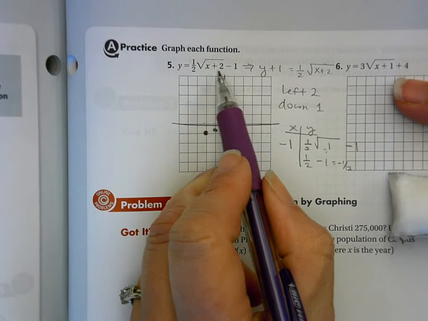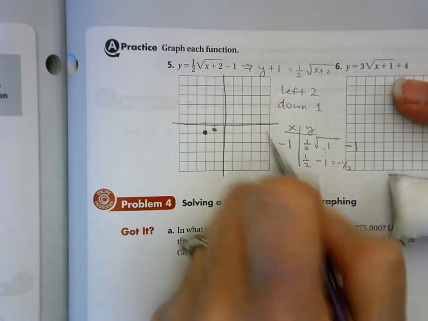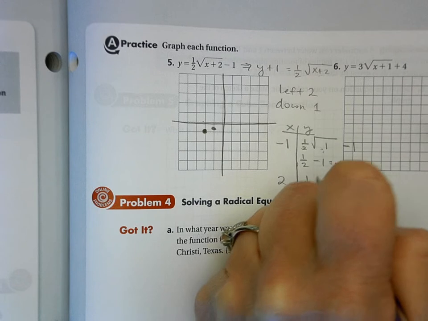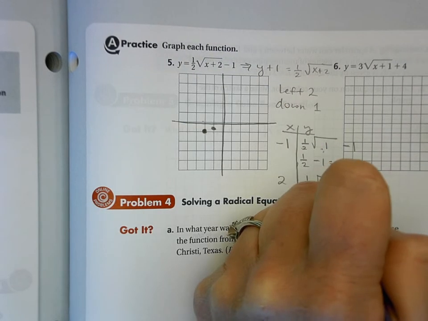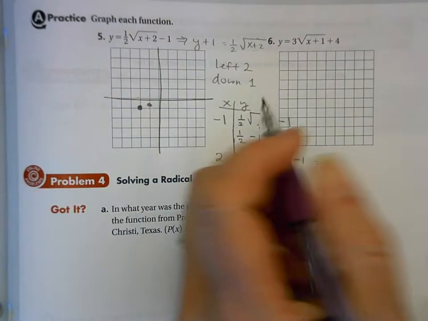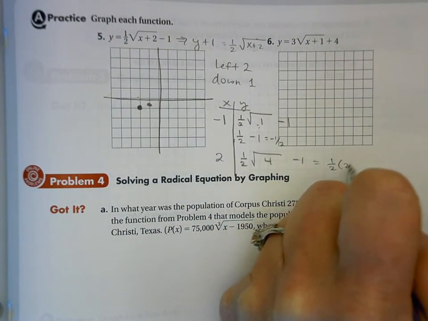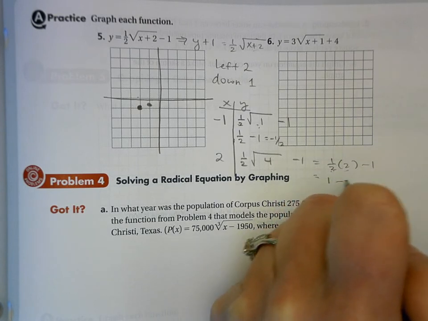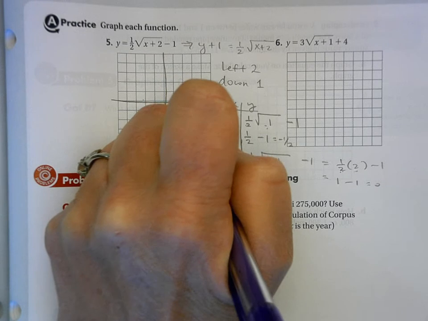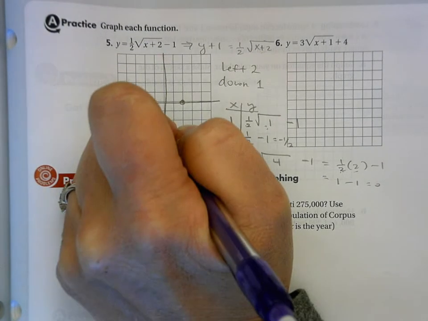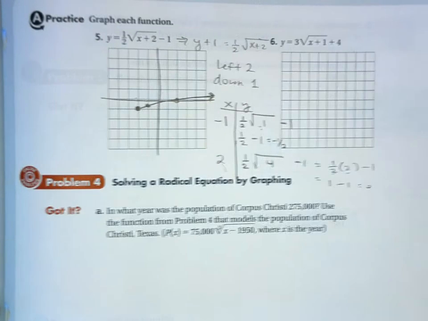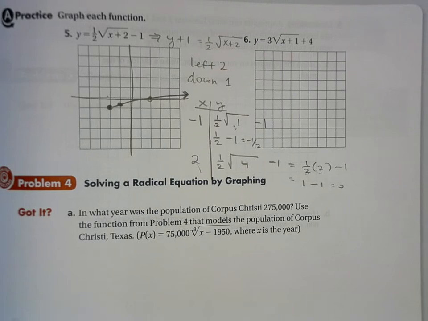And then another number I know the square root of is the square root of 4, so that means I'm going to use x is 2. So I have 1/2, 2 plus 2 is 4. So the square root of 4 is 2, so 1/2 of 2 minus 1. Half of 2 is 1, minus 1 is 0. So when x is 2, my y value is 0. So then, it's not a very good graph, but something like that. Okay? All right.